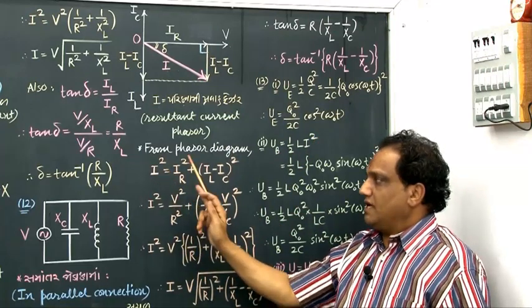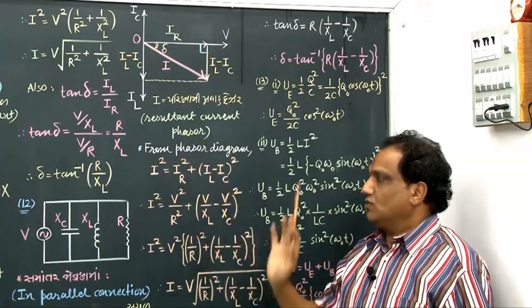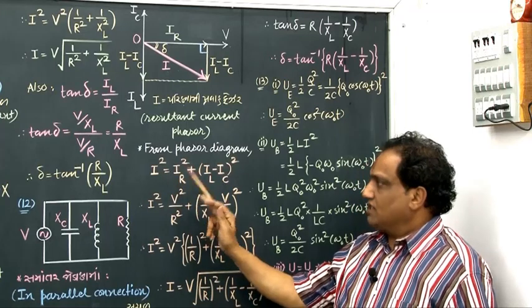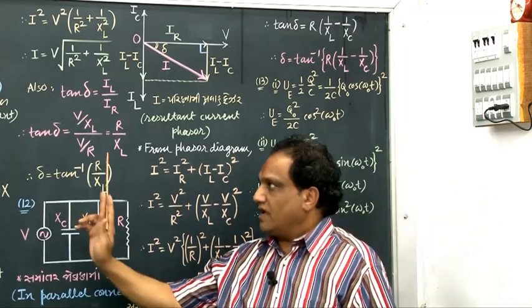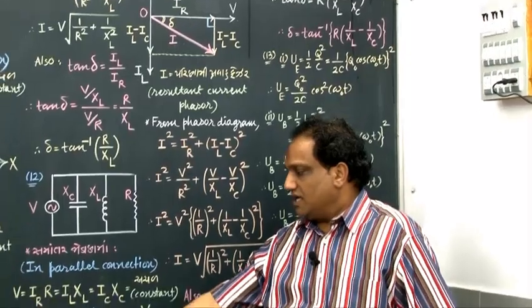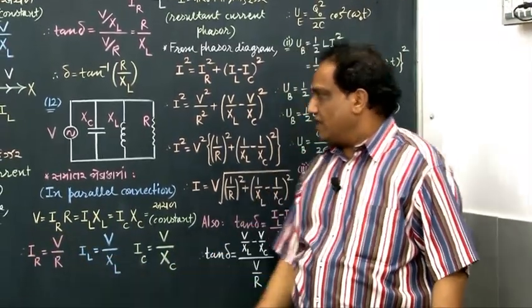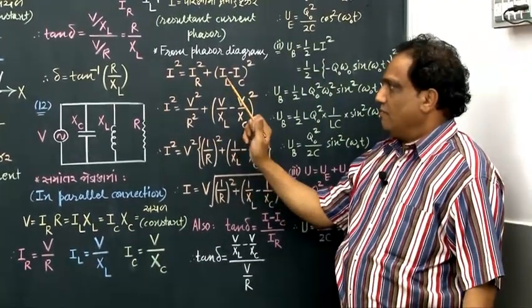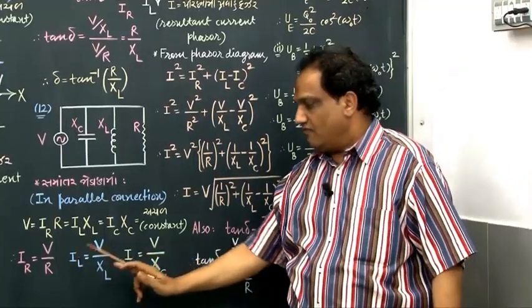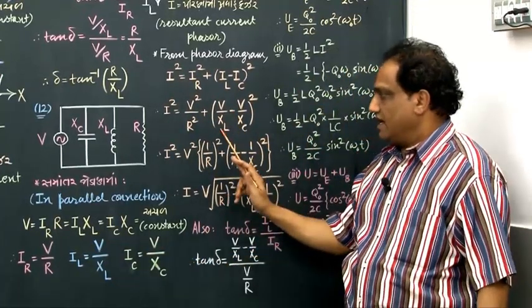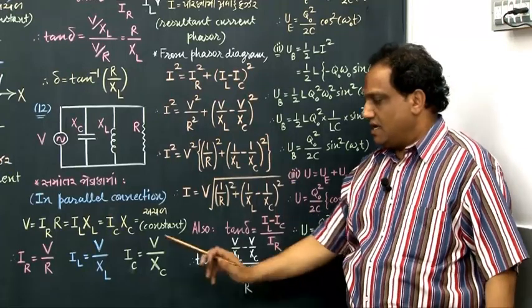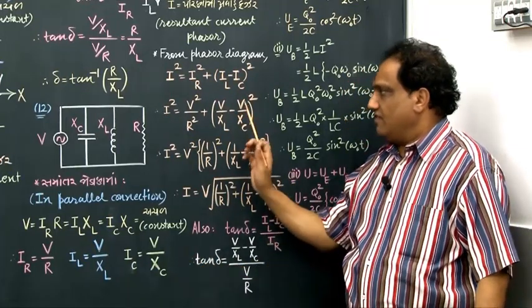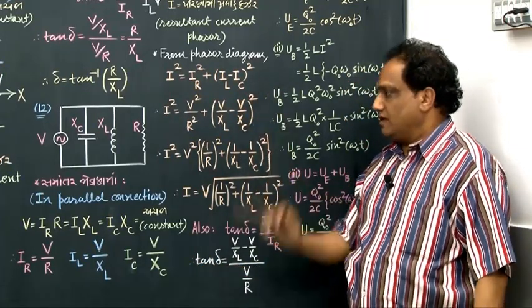I square will be IR square plus (IL minus IC) whole square. What is IR square? IR square is V square upon R square, plus IL squared. What is IL? V upon XL, minus what is IC? IC is V upon XC, whole square.